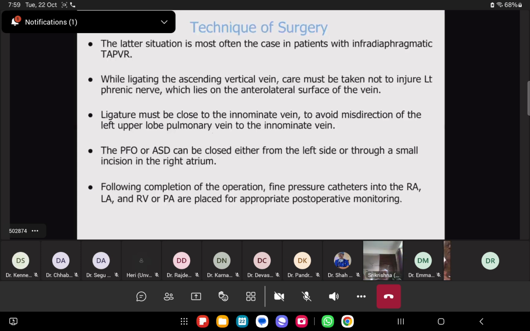By ligating the ascending vertical vein, care must be taken not to injure the left phrenic nerve, which lies on the anterolateral surface of the vein. Ligature must be close to the innominate vein to avoid the misdirection of the left upper pulmonary vein to the innominate vein. The PFO or ASD can be closed either from the left side or through a small incision on the right atrium. Following completion of the operation, fine pressure catheters into the RA, LA, RV, PA are placed for appropriate post-operative monitoring.